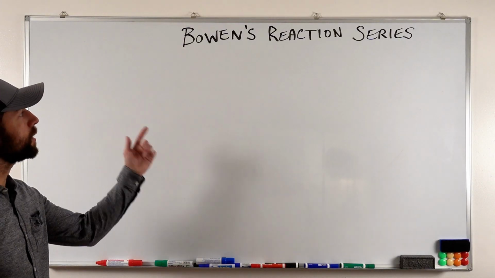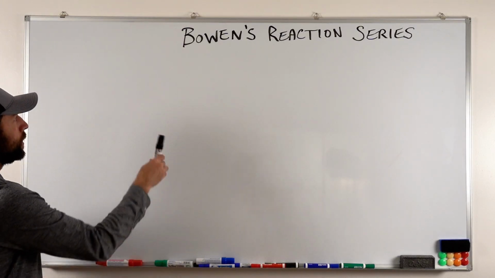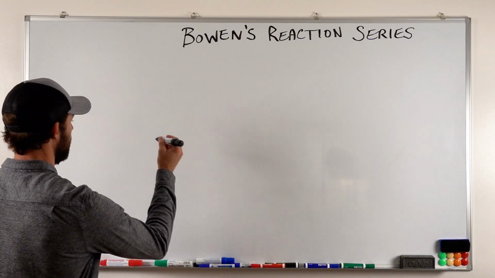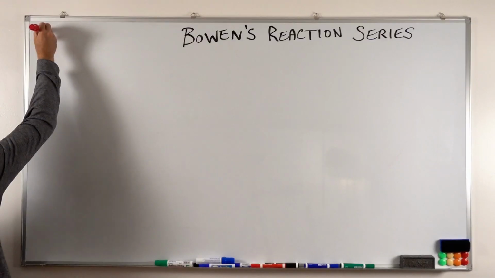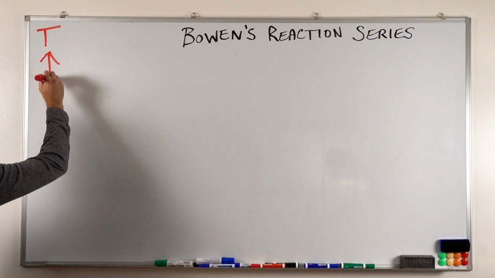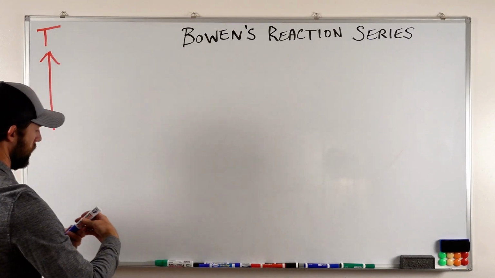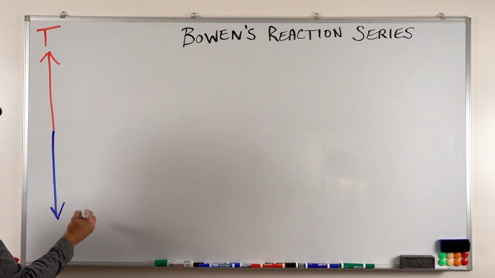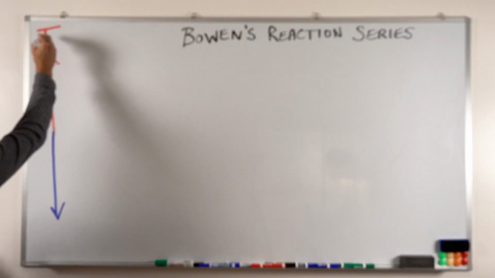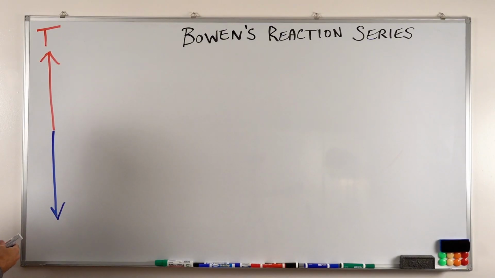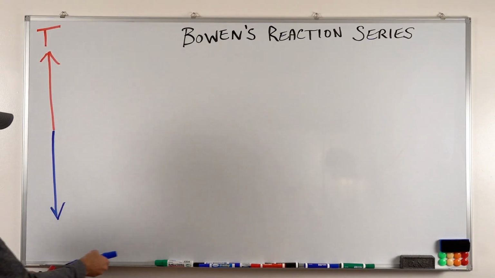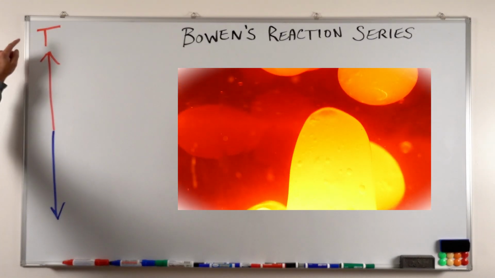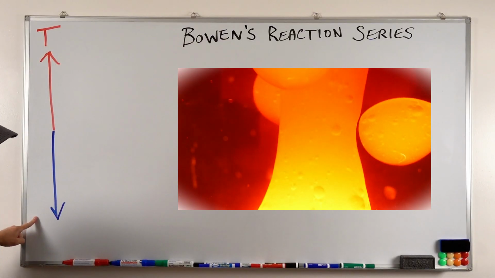Okay, so in 1922, this scientist, Bowen, figured this out. It's exactly the thing we were just talking about. Let's put temperature over here. This is high temperature, and as we're moving down, the temperature is decreasing. This is still hot, it's still magma, but relative to up here, colder temperatures down here, okay?